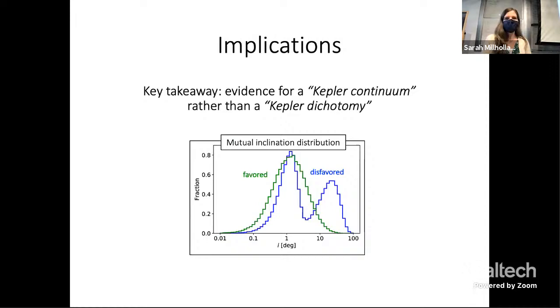So given these results, our key takeaway is that we are presenting evidence for more of a Kepler continuum rather than a Kepler dichotomy. Or in other words, the TdV statistics appear to support more of a continuous distribution of somewhat lower mutual inclinations and do not really support a dichotomous model with many high inclination systems.